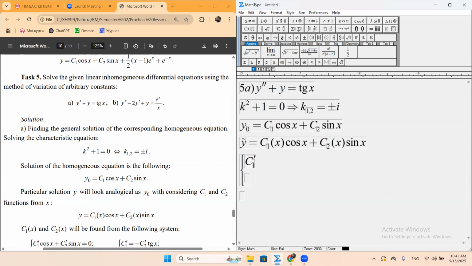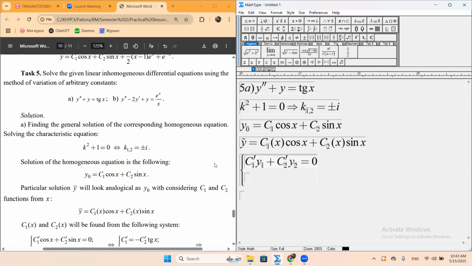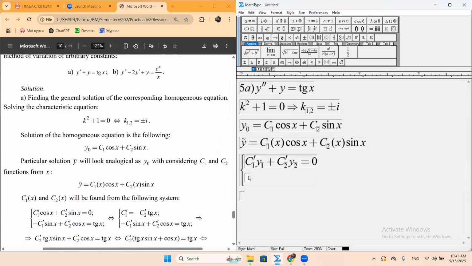So C1 prime y1 plus C2 prime y2 equals 0, and then, writing down the generic formula for now, C1 prime y1 prime plus C2 prime y2 prime will be equal f of x. So this is tangents of x.